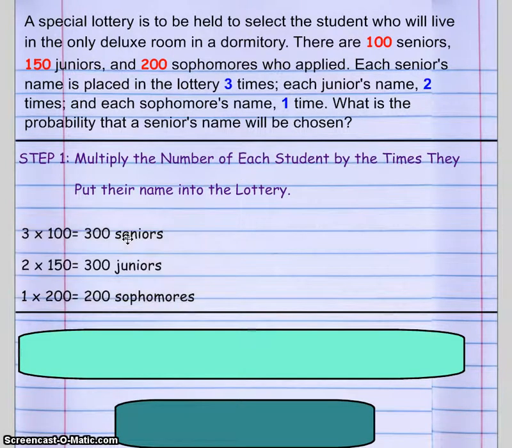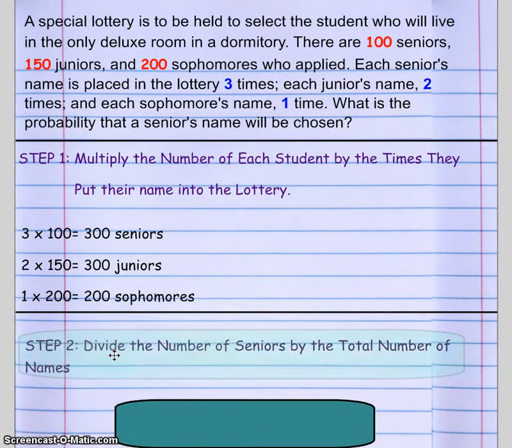There's a total of 300 senior names. Why? Because each senior, which is 100 students, can put their name in 3 times. There's a total of 300 junior names because they can put in their name 2 times, and the total number of juniors is 150. So 2 times 150 is 300. And there's 200 sophomore names because there's 200 sophomores and they can only put in their name once. Sadly, the freshmen were not a part of this category.